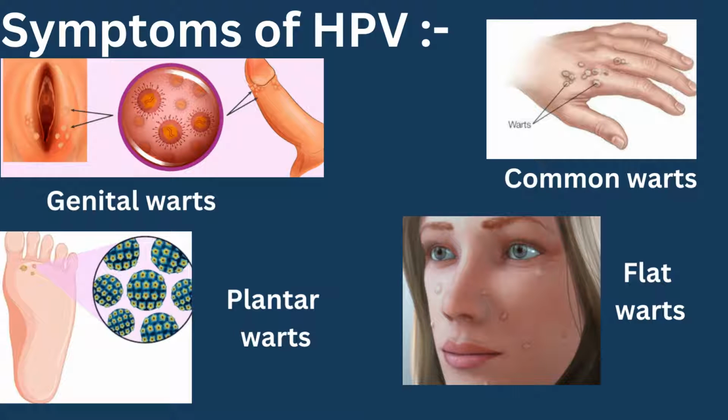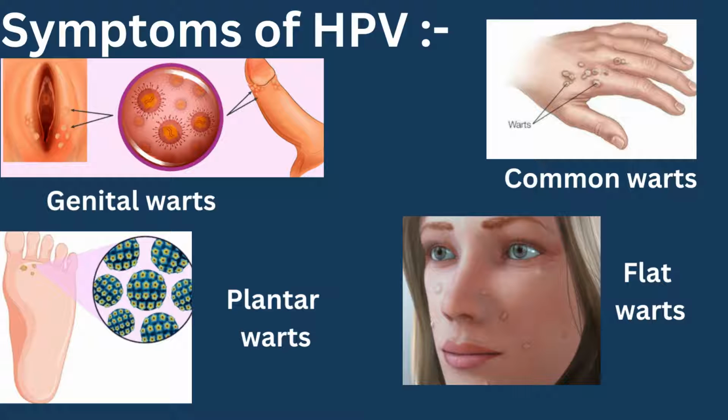2. Common warts. Usually, the hands and fingers are affected by these rough lumps. 3. Plantar warts. The bottom of your foot might develop painful, hard, gritty lumps called plantar warts. 4. Flat warts. These have a flat top and are a little elevated. They can appear anywhere, but are most frequent on the face and legs.